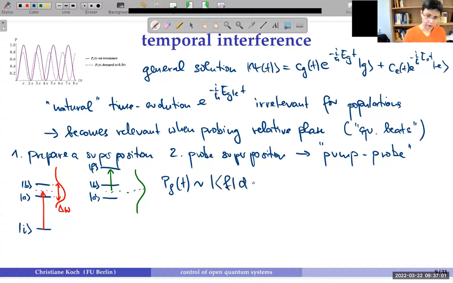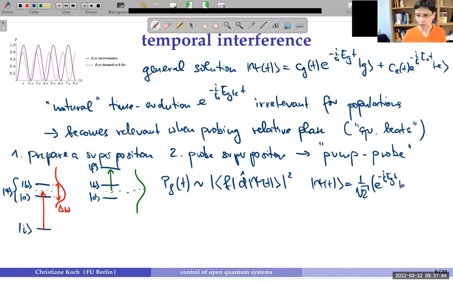So again, we can treat this with the arguments of perturbation theory. So let's assume that we have prepared our superposition state psi of t. And then instantaneously we probe that state. And to first order perturbation theory, this projects the superposition onto the state F. And now, since we have started, let's say, with an equal superposition of these two states, so then we have this prefactor 1 over square root of 2.